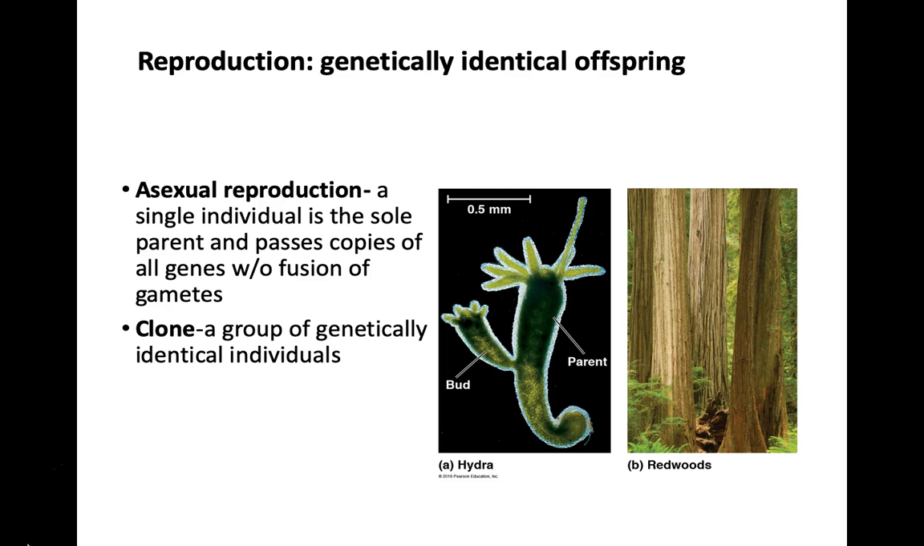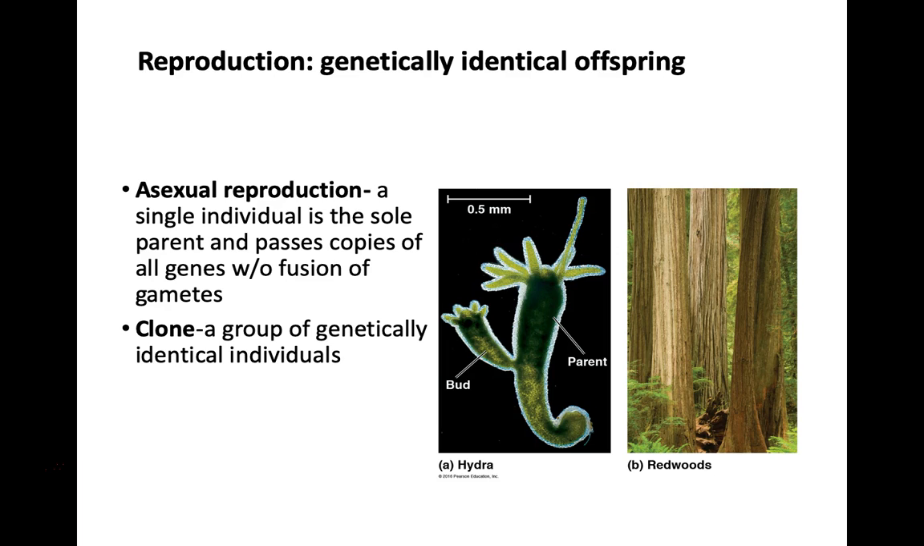That means that one parent passes all of the copies of all of the genes into the next generation. So there's no exchange of genetic information. There's no second parent. So we have an example here of something called a hydra. That is a small animal, and it reproduces by budding off. It has a specialized cell, or group of cells, at this branch point here, and they reproduce by mitosis and produce an organism that is identical to that parent.